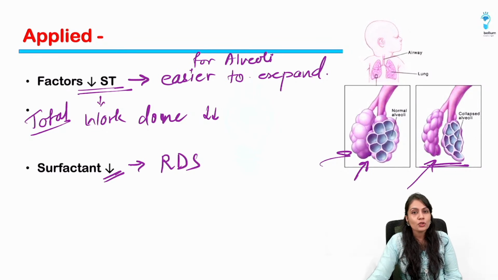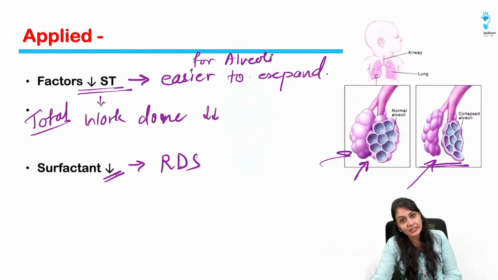Mainly because of the premature born babies, we can see that there is a deficiency. There are various diseases, such as diabetes. In the diabetic mother, we can have RDS because insulin also promotes or facilitates, or has a stimulatory effect on, the surfactant production.